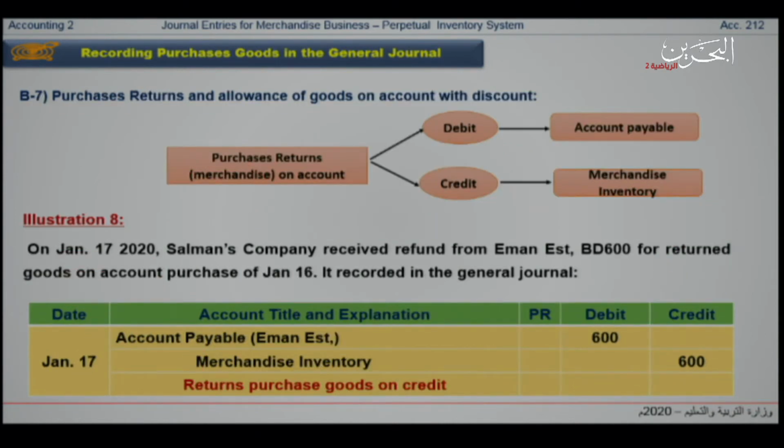Shifting to the purchase return and allowance of goods on account with discount. In our example, Salman company received a refund from Iman with an amount of 600. How can I write this refund? The refund was on account. If I received the refund, my liability will decrease with an amount of 600, and it will affect the debit side because the liability is decreased. Also, my merchandise inventory will decrease and it will affect the credit side with an amount of 600.